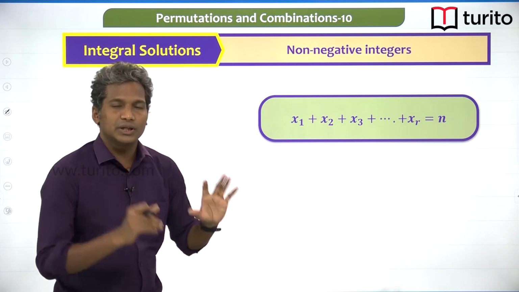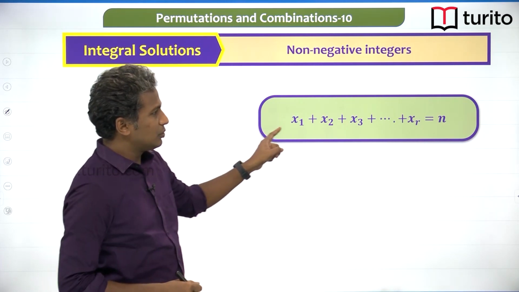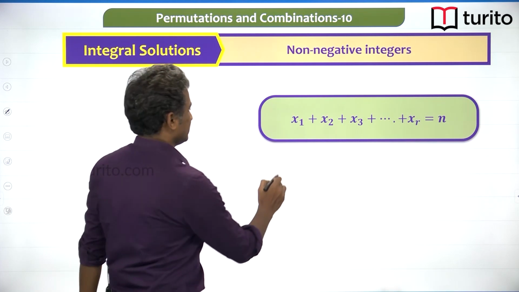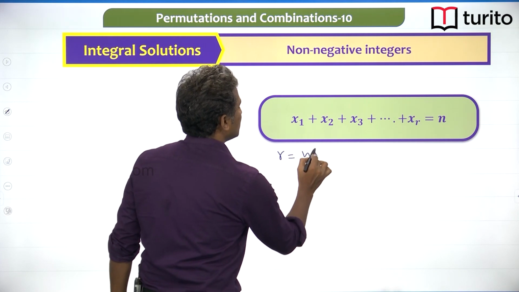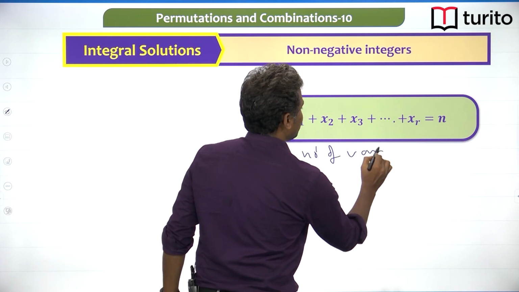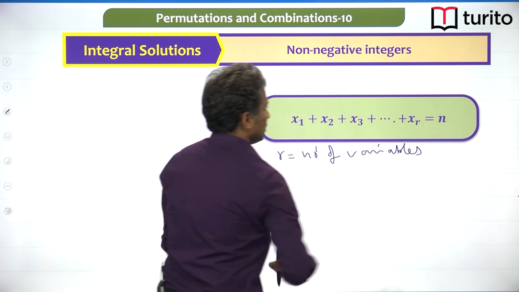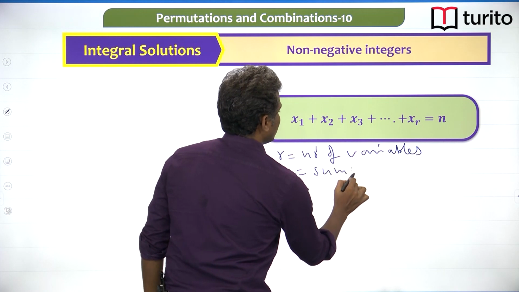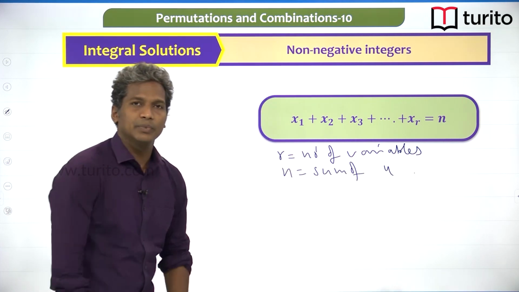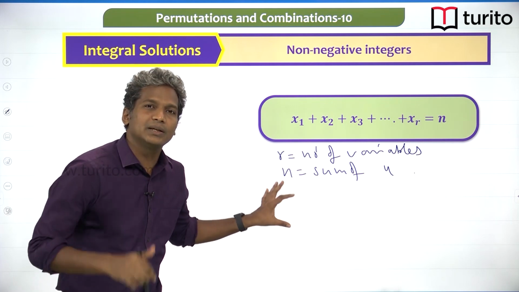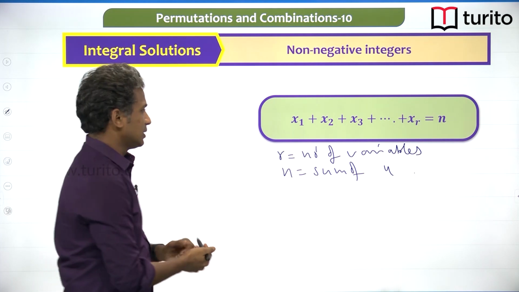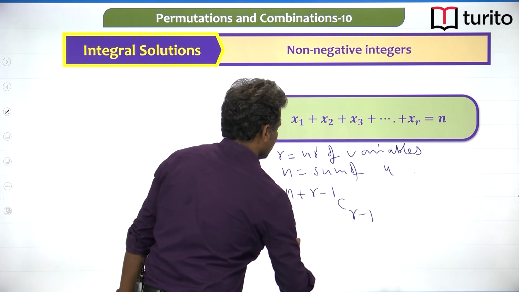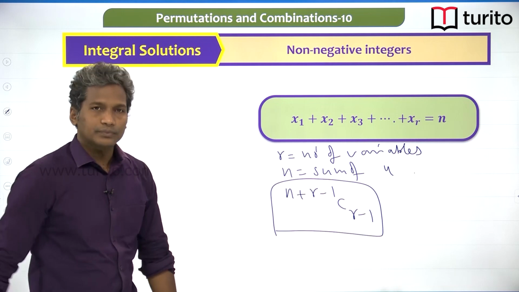The first thing you have to understand here is the number of variables. How many variables are there? r variables are there, so r becomes the number of variables, and n becomes the total summation, the sum of variables. Now I will write the formula here and I will derive it in the next pages. The formula is going to be n plus r minus 1 C r minus 1. It is a standard formula.